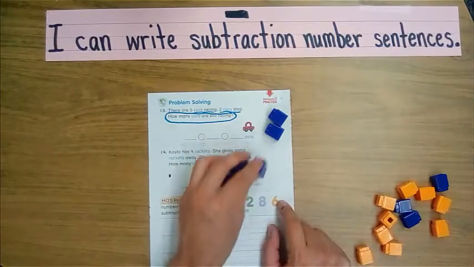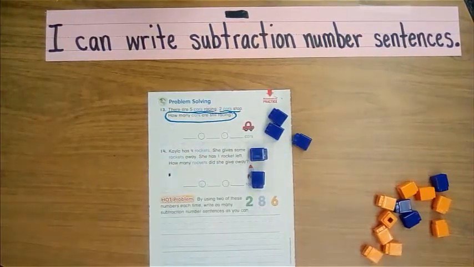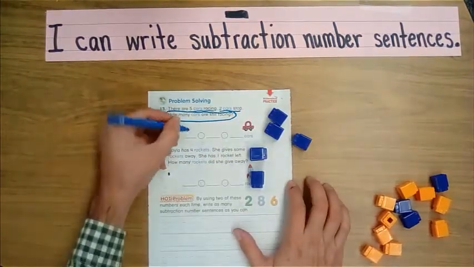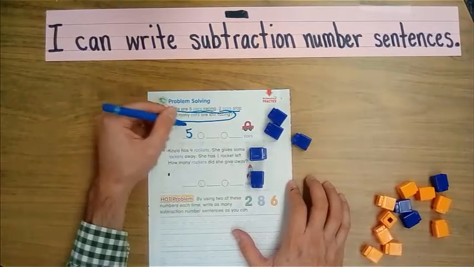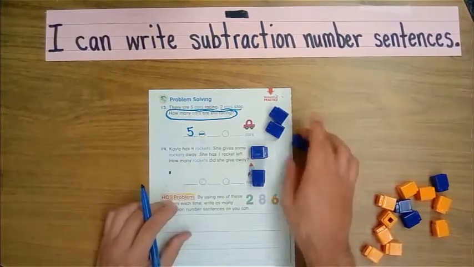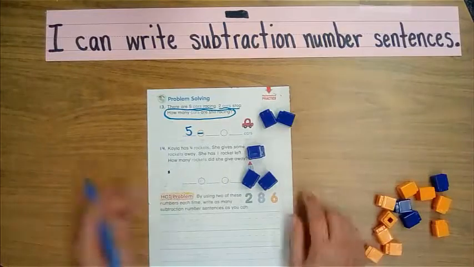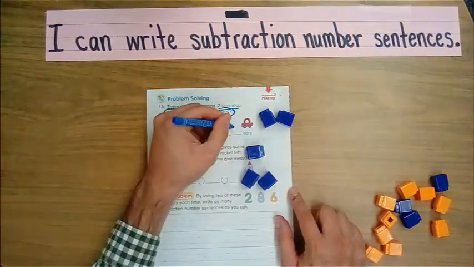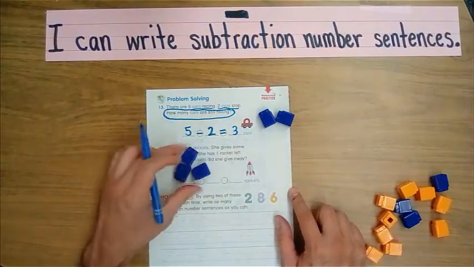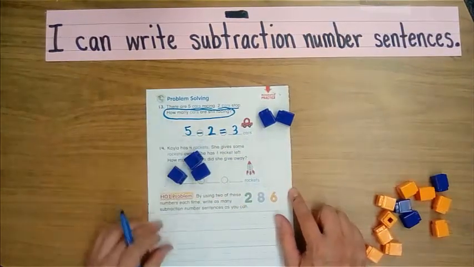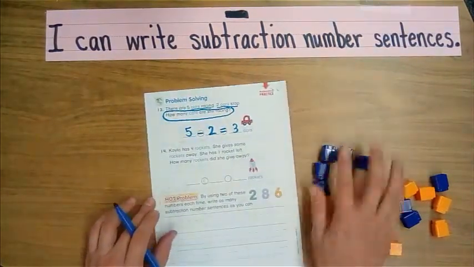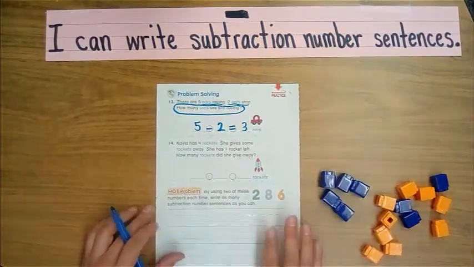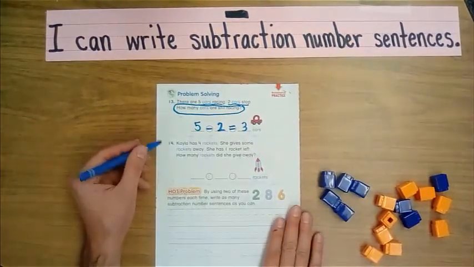3. That's right. So how can I write that as a number sentence? Well, you're right. I could say 5 minus, how many stopped? 2. So minus 2 equals 3. This 3 was the difference. Great. Did you get that? Okay. Now, here's a new one.